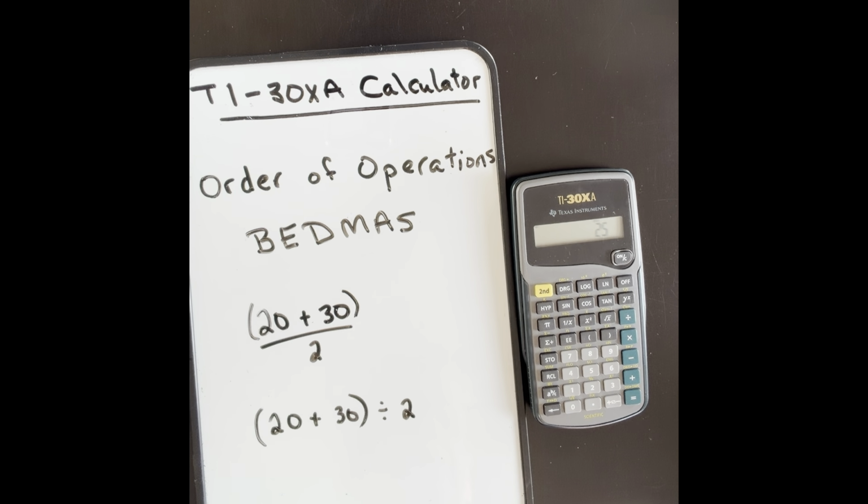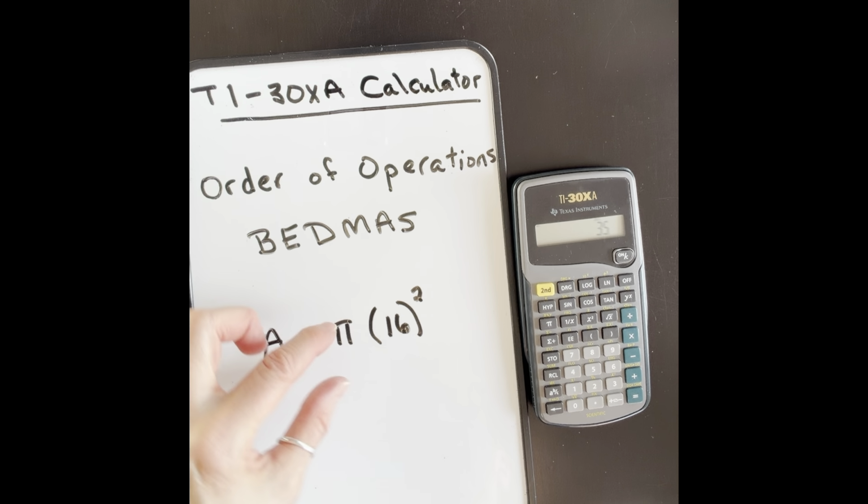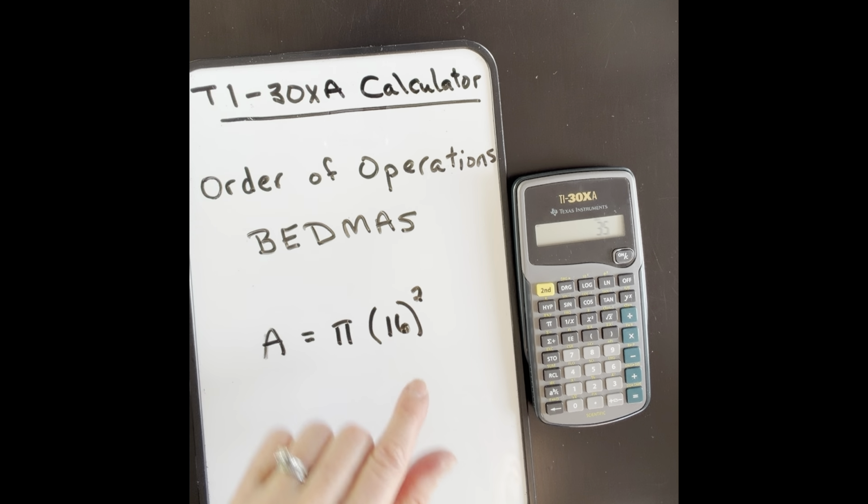We know that's correct. On the other hand, if we didn't have brackets and we just entered that as 20 plus 30 divided by 2, the calculator is going to do the division first, and we're going to get a wrong answer. So just be aware that your calculator doesn't necessarily do the operations in the order that you punch them in. It does them following the order of operations. And that's very convenient when we're working with a lot of different formulas, because we do want our calculator to follow order of operations. We do want to just square the 16. We don't want to go pi times 16 and square the whole thing. We want to go pi times and then just the 16 is squared.